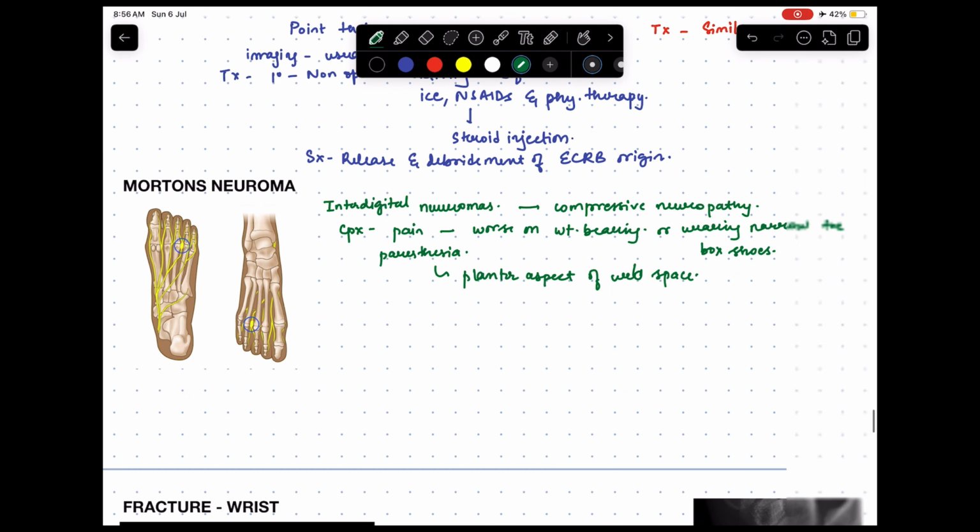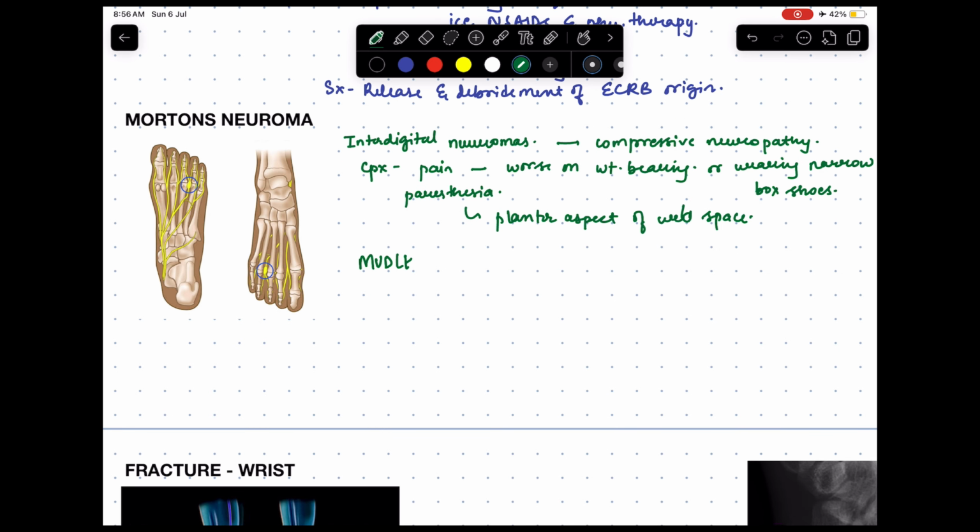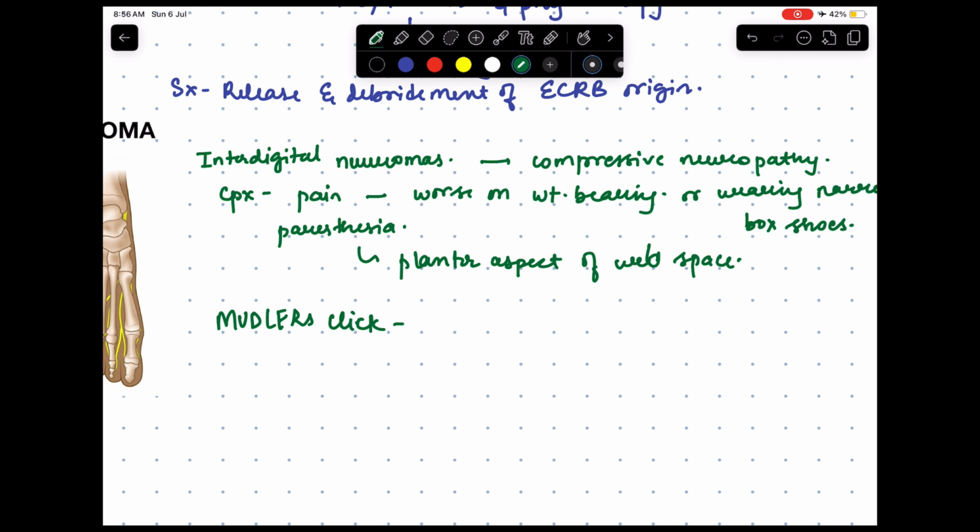Now the most common sign associated with Morton neuroma is the Mulder sign. It is basically a clicking or snapping when squeezing the forefoot, and the pain would be there. So this is diagnostic for Morton's neuroma. You'll be able to see the site, you already know, and then we'll discuss the treatment for Morton neuroma.